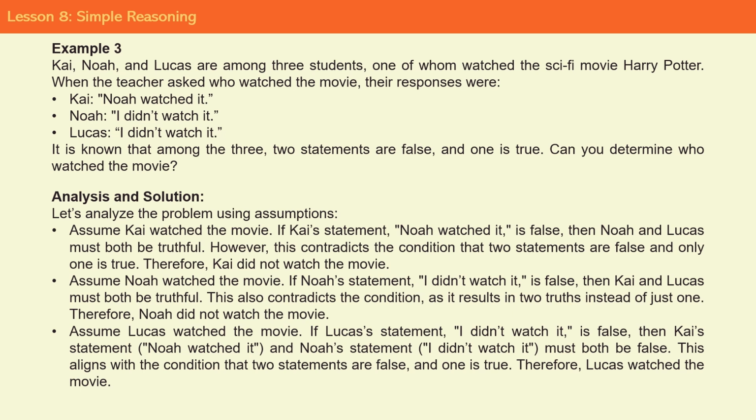Assume Lucas watched the movie. If Lucas's statement, "I didn't watch it," is false, then Kai's statement, "Noah watched it," and Noah's statement, "I didn't watch it," must both be false. This aligns with the condition that 2 statements are false, and 1 is true. Therefore, Lucas watched the movie.